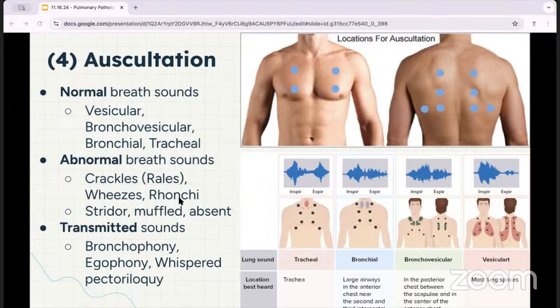So again, rhonchi: there might be mucus blocking the larger airways, and they often clear after coughing. There's also stridor and other abnormalities. Stridor is a high-pitched sound heard over the trachea, usually during inspiration, or breathing in. It indicates a blockage in the upper airway, like a foreign body or laryngeal edema.